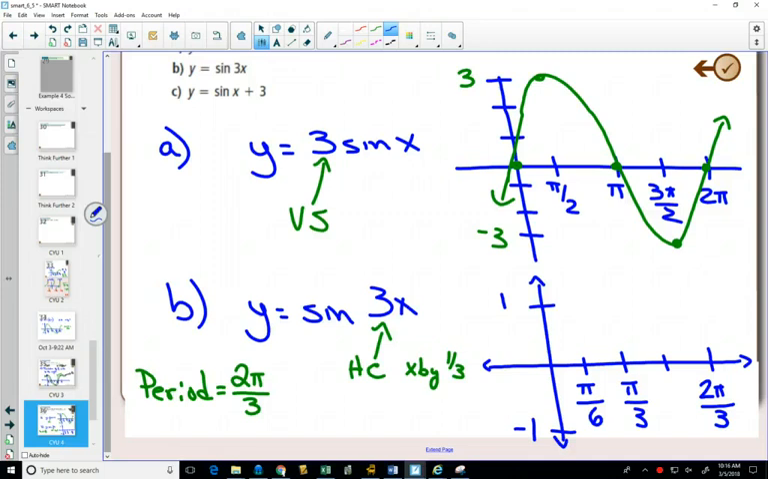2 pi over 6. This would be 3 pi over 6. You could reduce that to pi over 2 if you wanted to, or you could leave it as 3 pi over 6. So where does our sine graph start? In the middle going up. So then it'll go middle to maximum to middle to minimum to middle.